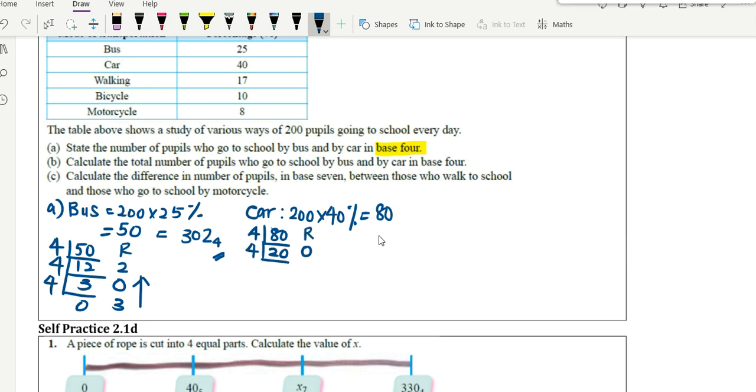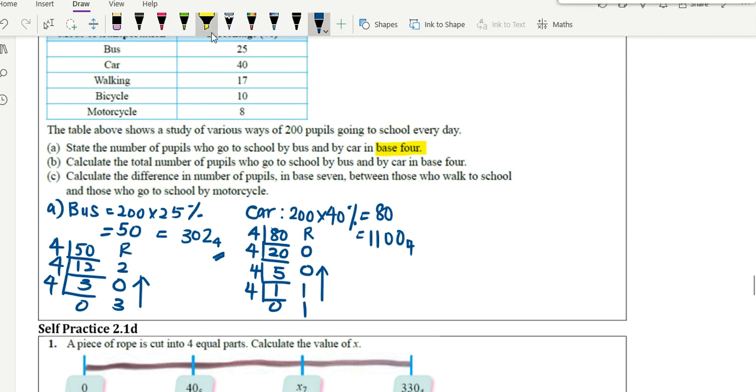Continue to do division. 20, no remainder also, you leave it as 0. Divide again. 4 into 5, you get 1, remainder 1. 4 into 1, you get 0, remainder 1. So your answer is, from bottom up, 1100 base 4. Okay, these are the numbers in base 4. A done. Let us go to B.